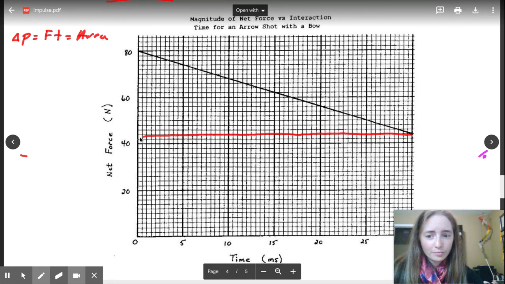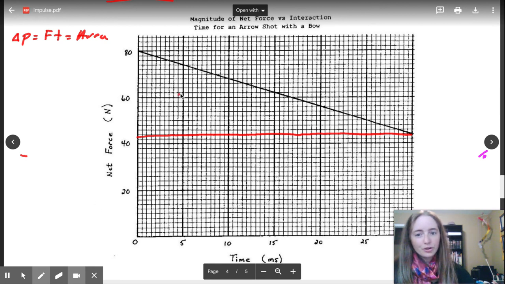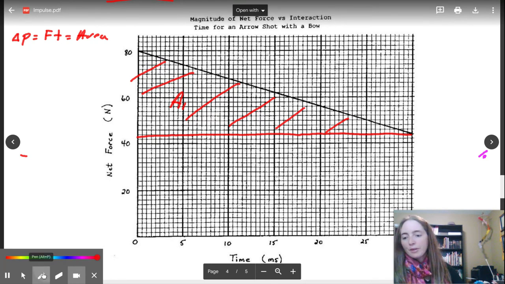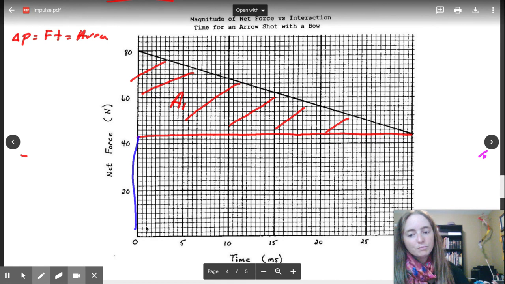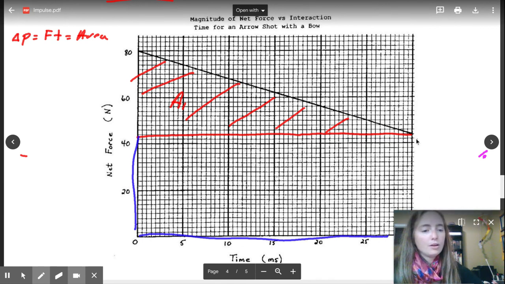Okay. I'm going to be calling this section here area 1. So this red checked box is area 1. I am going to call this blue checked box area 2.